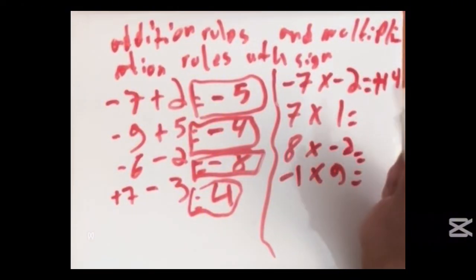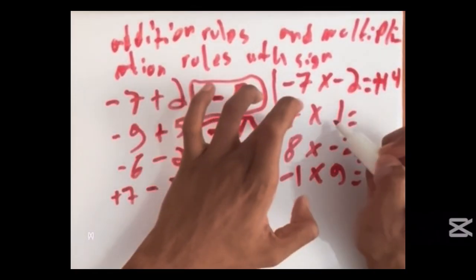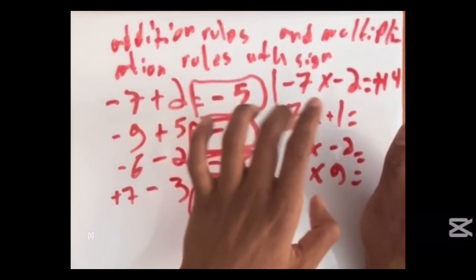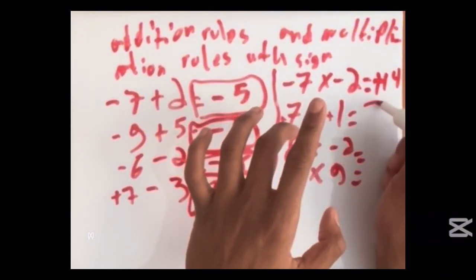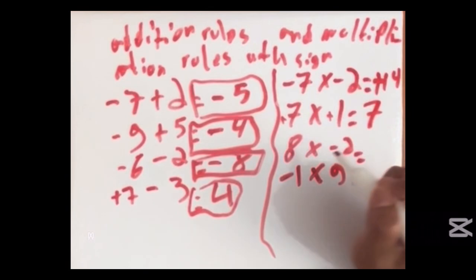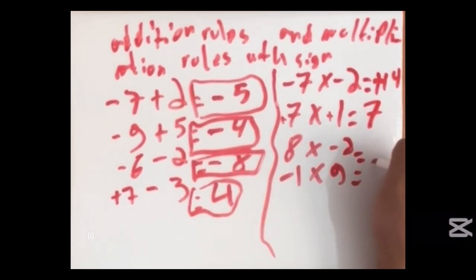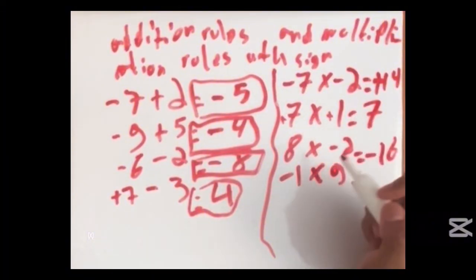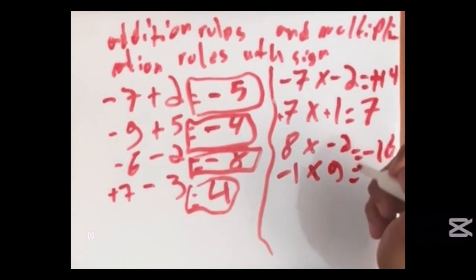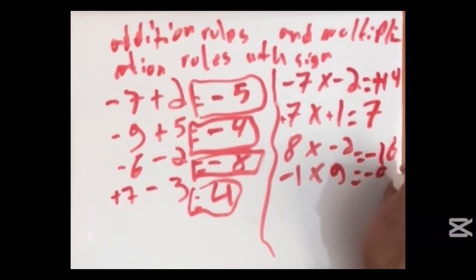7 times 1, we all know that they have the same sign. Even if it's invisible, there's a positive sign here. So 7 times 1 is just going to be 7. And here, two different signs, so it's always going to be negative, right? So just put negative, and then you multiply the two numbers, which is going to equal -16. And same thing here, two different signs, so -1 times 9 is going to be equal to -9. Just keep the sign and multiply the numbers.